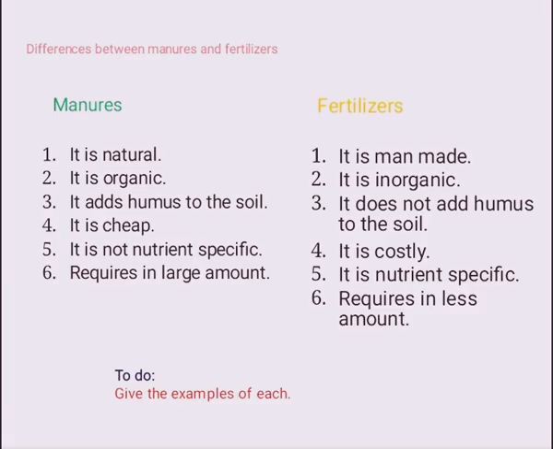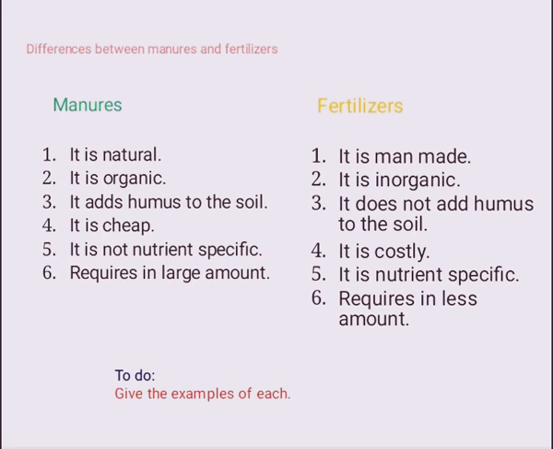Besides manures, fertilizers are also added. It also helps in increasing the production of crops. Let us now discuss the differences between manures and fertilizers. Manures are natural and organic. On the other hand, fertilizers are man-made and inorganic. Manures add humus to the soil, whereas fertilizers do not. In comparison to fertilizers, manures are cheap and not nutrient specific.